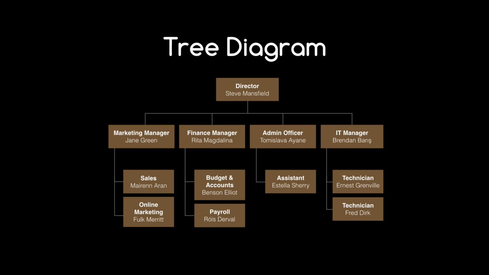And next up we have a tree diagram, and this is a way of visually representing hierarchy in a tree-like structure. And in this example here, I've displayed the structure of an organization or a company.